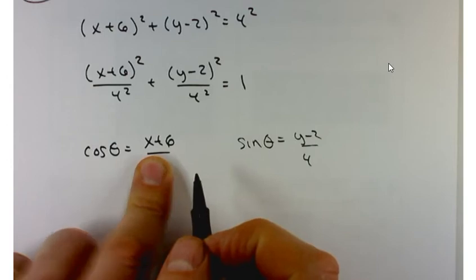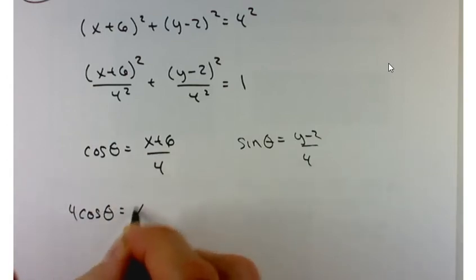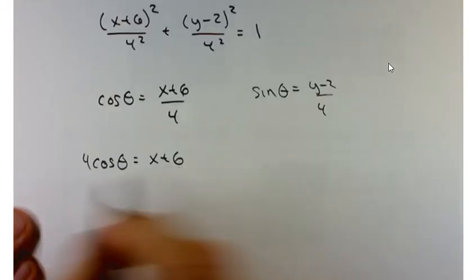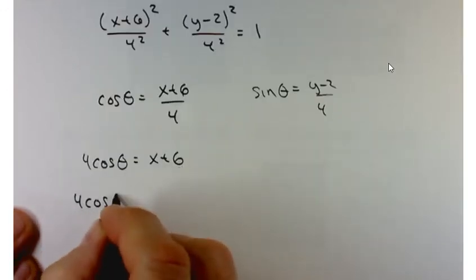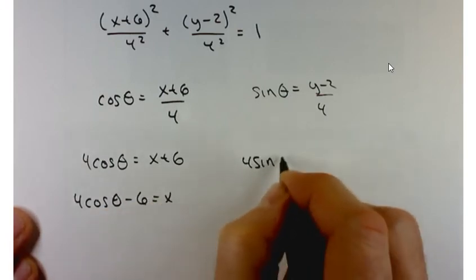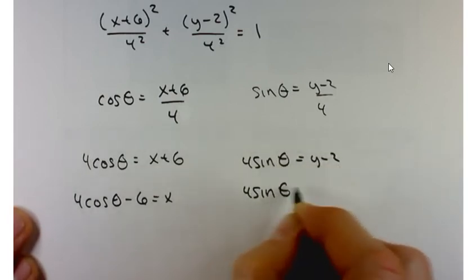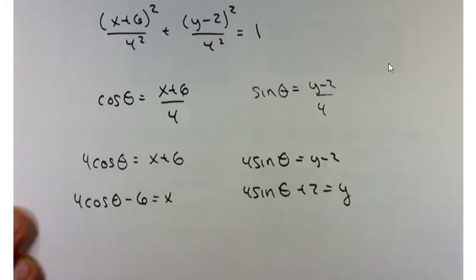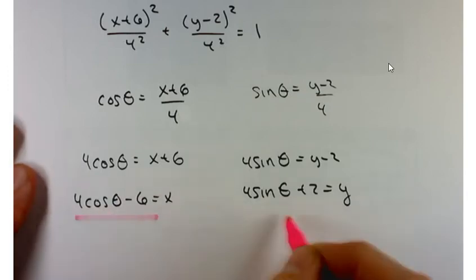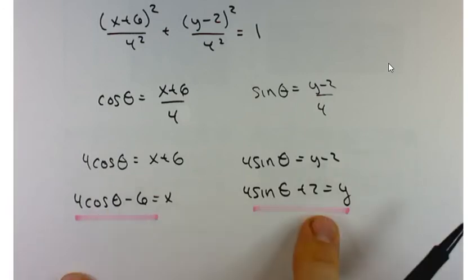Let's solve for x in this relationship. I'll get 4 cosine of theta equals x plus 6. Moving the 6 to the other side, I get 4 cosine of theta minus 6 equals x. And likewise over here, I get 4 sine of theta plus 2 is equal to y. So I kind of reverse engineered it. I came up with a couple of expressions that have x and y and the parameter theta.